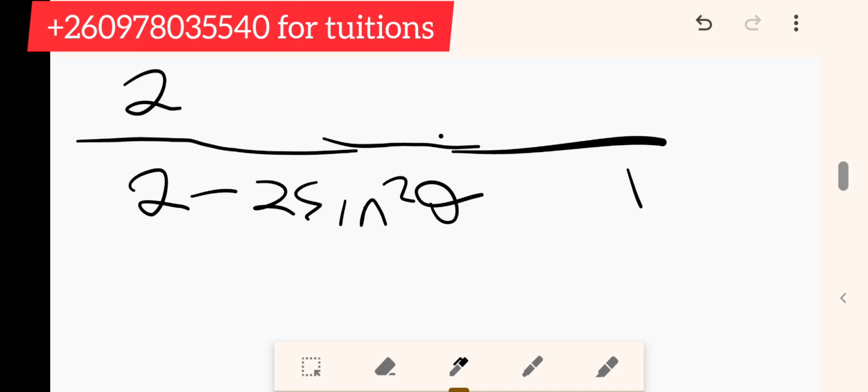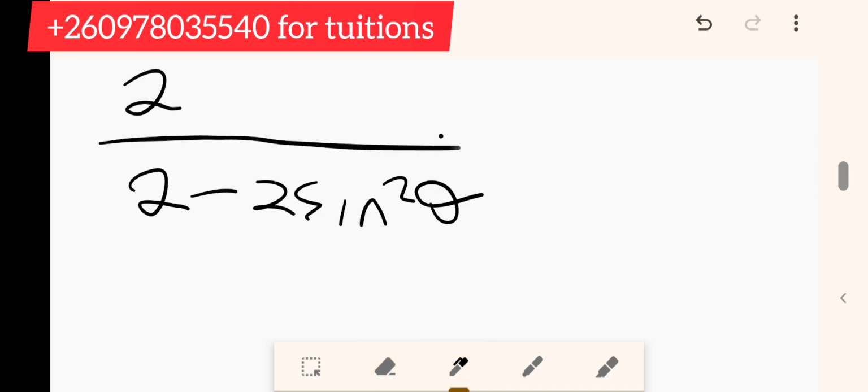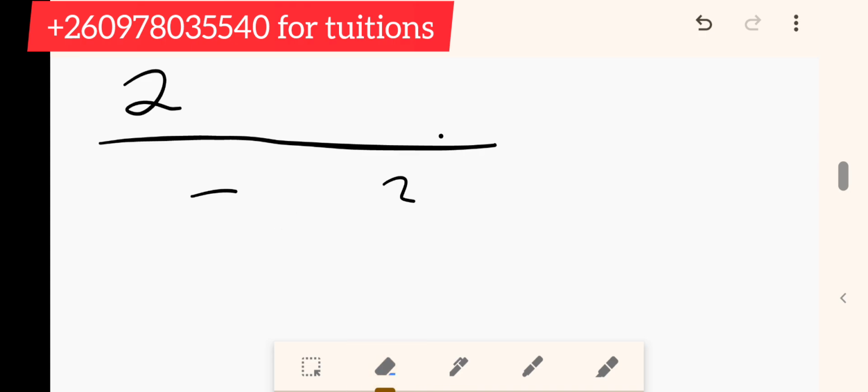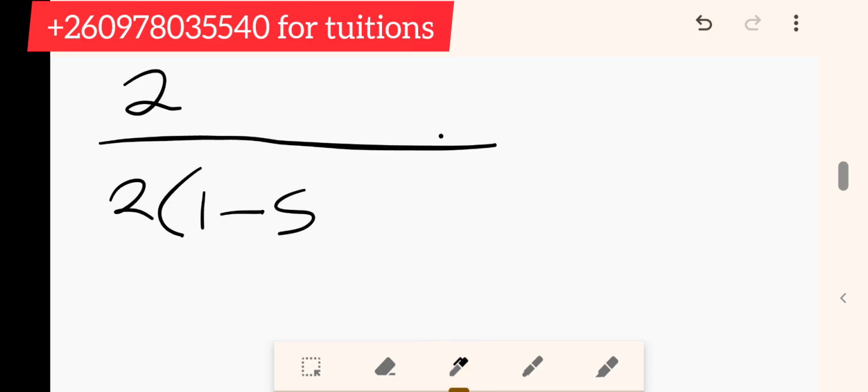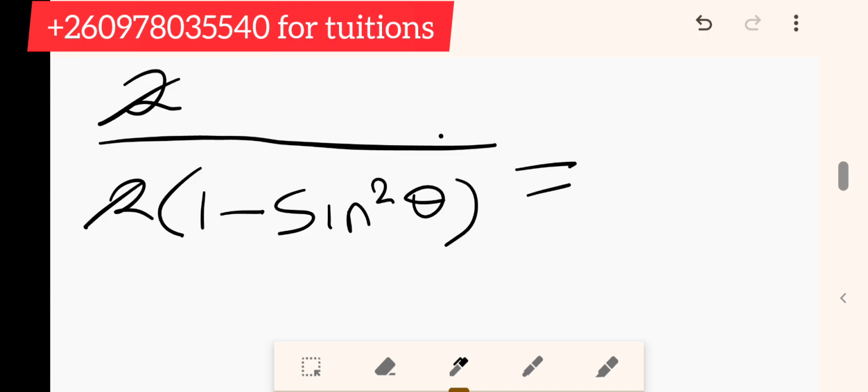That's what we have, right? So can this be factorized? The answer is yes. What number can go into 2 and 2 leaving no remainder? It's a 2, of course. So if I factorize this part, I'm going to have 2 open bracket 1 minus sine squared theta. Now these 2 can cancel out, right? What remains here is 1 minus sine squared theta.